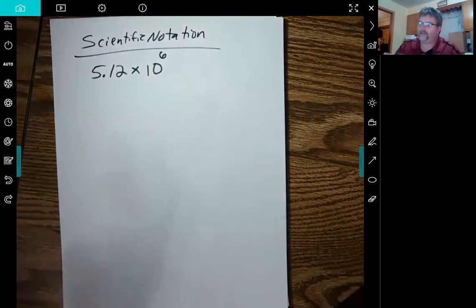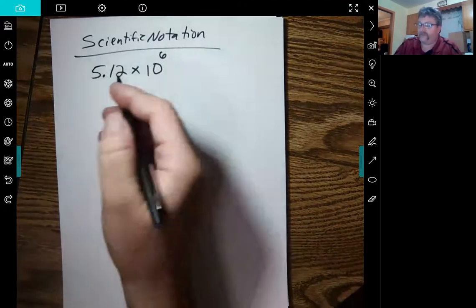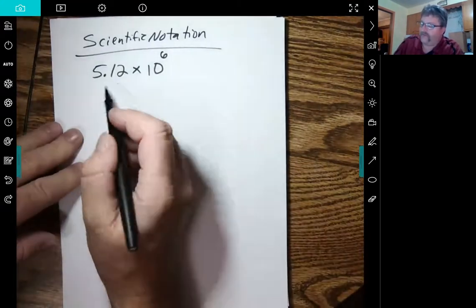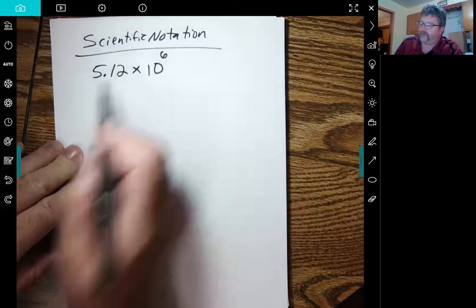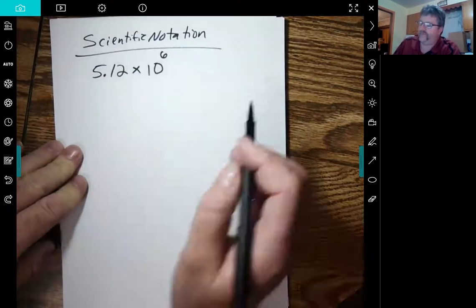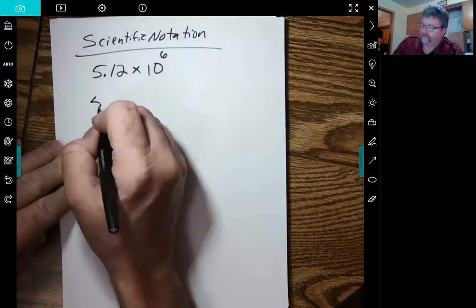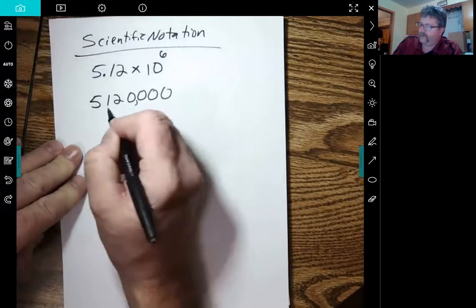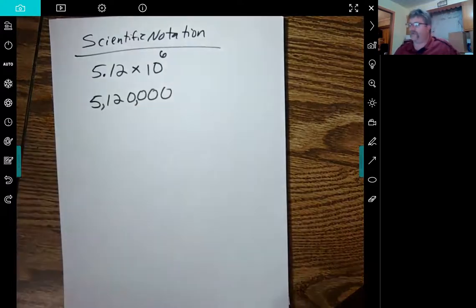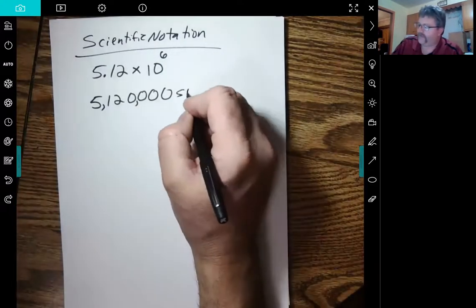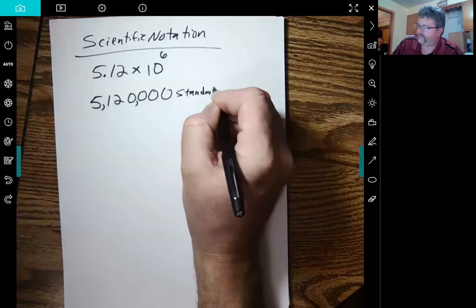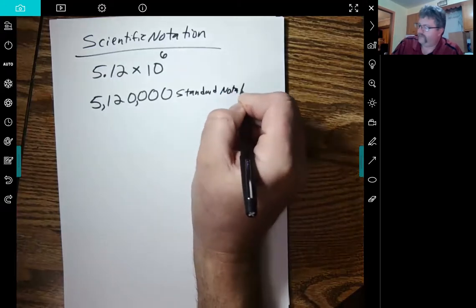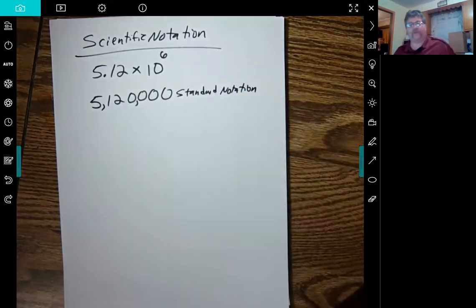This is the scientific notation form of this number, which if I wrote it in what we call standard form, I'm going to perform this multiplication, which means I have to move that decimal 6 places to the right. So it would be 5,120,000. This would be standard notation. Scientific notation is a more shorthand way to do it if you have really large numbers.